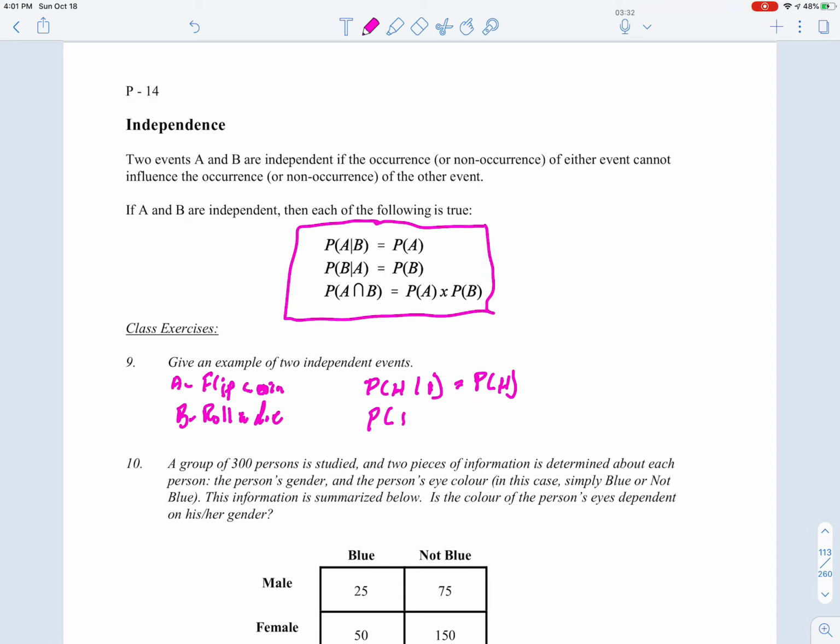The opposite is also true. That is, the probability of getting a 1, given that you got a head when you flipped a coin, is simply the probability of getting a 1 when you roll a die. So they don't affect each other in any way. Coming up with real-world examples is a little more complex.